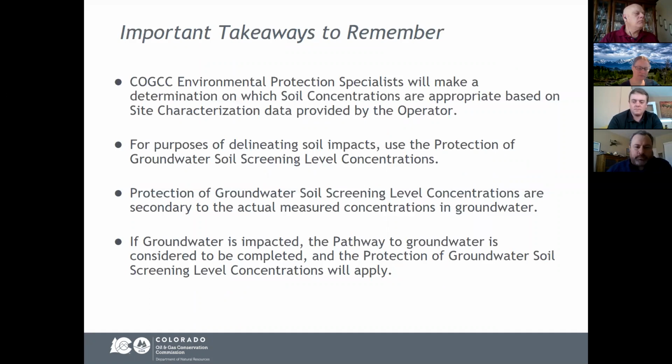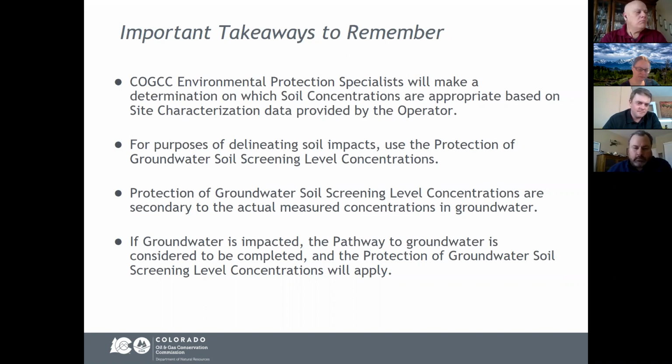Second, for purposes of delineating soil impacts, use the protection of groundwater soil screening level concentrations. So until you've met those concentrations or you're less than those concentrations, the delineation really isn't done yet. Third, the protection of groundwater soil screening level concentrations are secondary to the actual measured concentrations in groundwater.